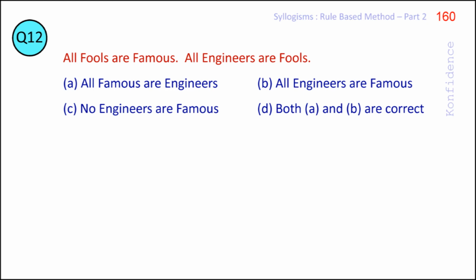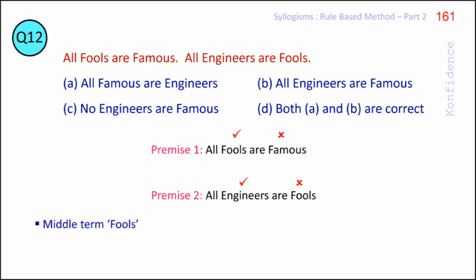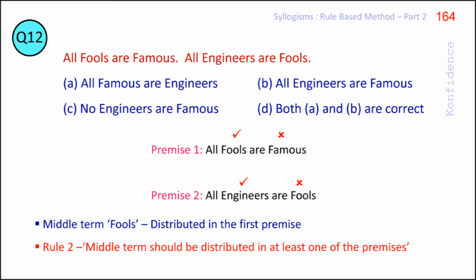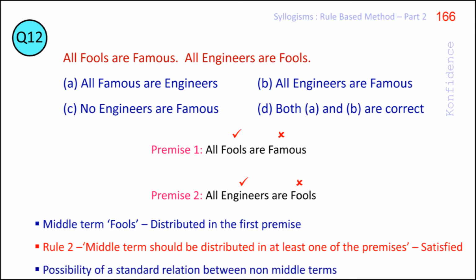So we can use the rules to check whether those conclusions are valid or not. Let us first check the distribution pattern of the middle term fools. It is distributed in the first premise. Hence rule number 2, which states that the middle term should be distributed in at least one of the premises, is satisfied. So there is possibility of a standard relation between non-middle terms.